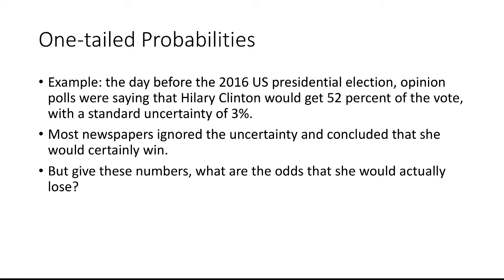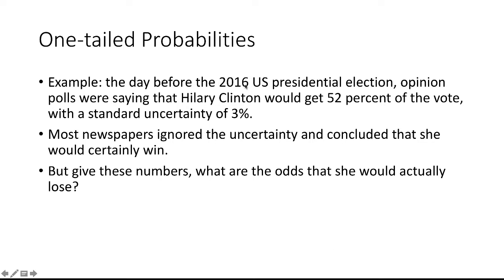Another closely related calculation is that of one-tailed probabilities. This is the probability that a random result will give you something that's off more than a certain number of standard uncertainties, but only in one direction, say higher or lower. So let's give an example.